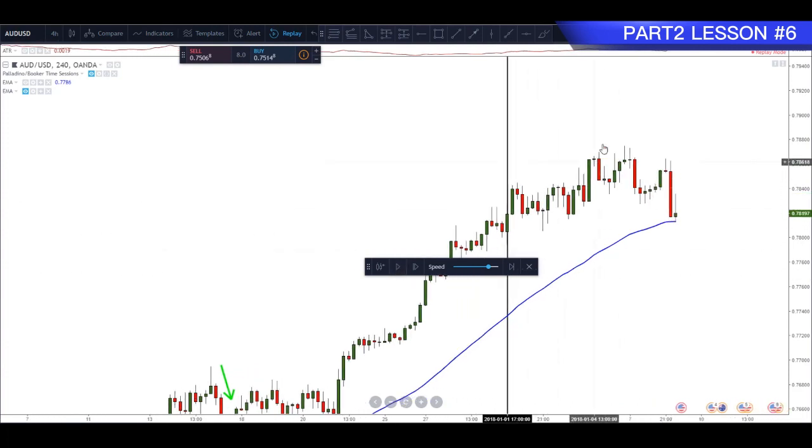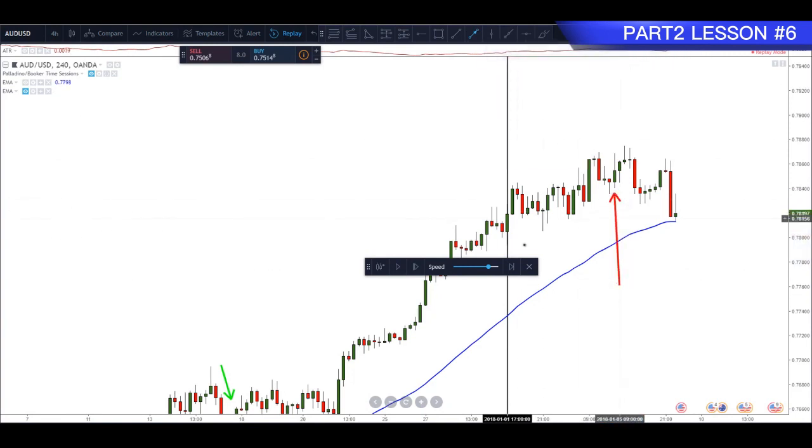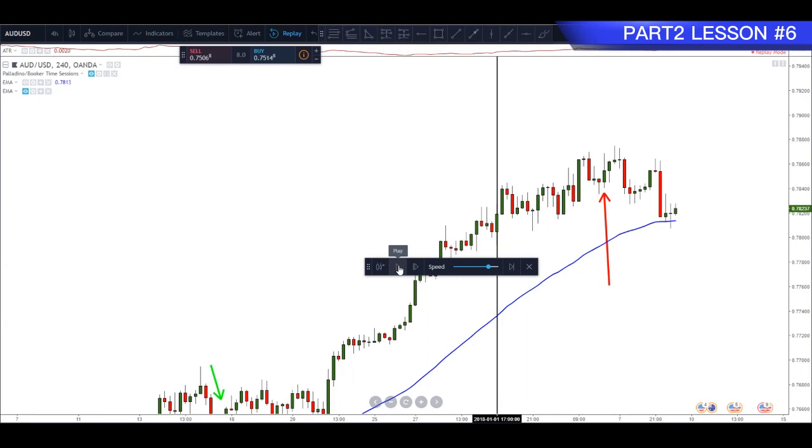All right, looks as though we would have been stopped out on that trade. We'll take a red arrow, bring it in, put it right there. We'll go ahead and hit play. That right there is going to be an entry.